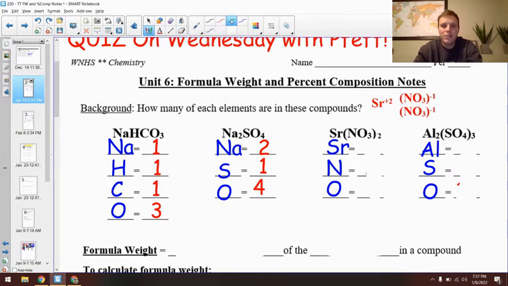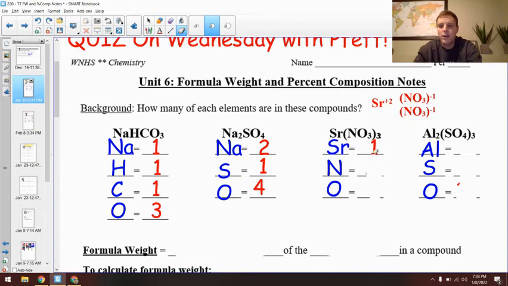Or you can also, if you want, use this 2 and distribute it. So 2 times the 1 nitrogen in there, 2 times the 3 oxygens in there. You can multiply that 2 by everything inside the parentheses. The bottom line is, whichever method you use, we're going to have the 1 strontium.